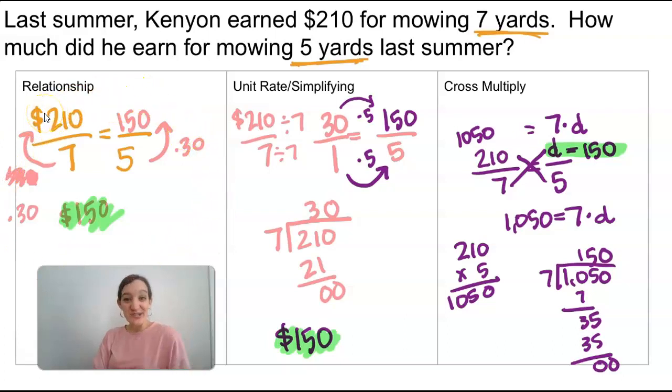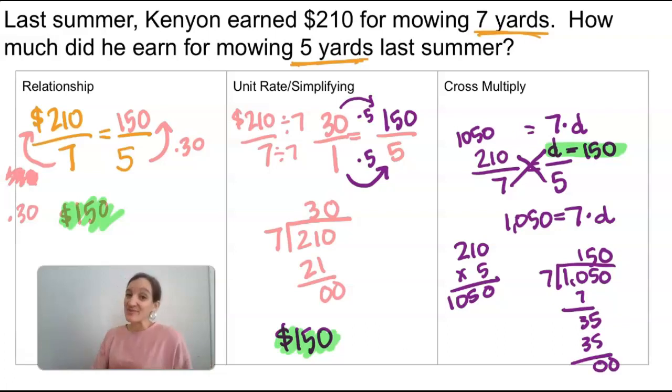Okay, but like I showed you earlier in the video, sometimes the relationship way doesn't always work. So it's always good to do that relationship way first. And then if it doesn't work, try one of the other two strategies. If I look at the other two strategies, simplifying is a little less amount of work than cross multiplying. So that might be my second go-to.